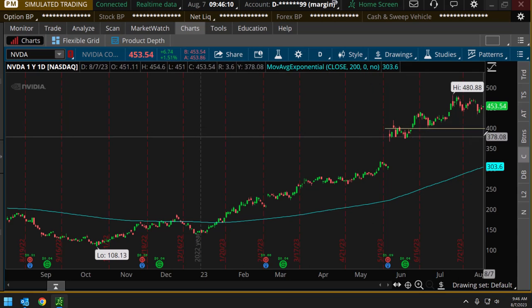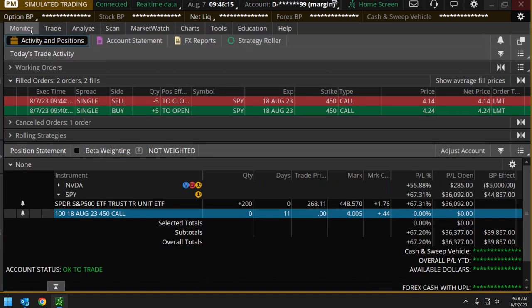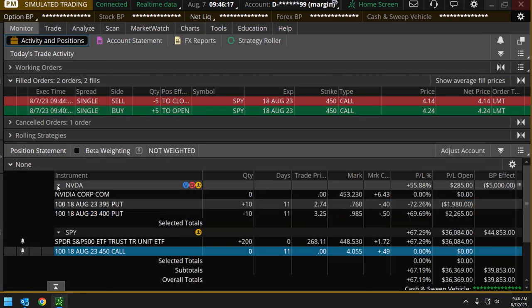So NVIDIA just needs to stay above 400 in the next 11 days, and we'll get all of our money. We've got 11 days of expiration on NVIDIA, and right now we're at 55% of our profit, and we got $275 that we're making on it, and we've got a buying power risk of $5 grand. So right now, 275 divided by 5,000, so we're actually up about 6% on that trade. So we're going to give that trade a few more days to work in our favor before we close it.